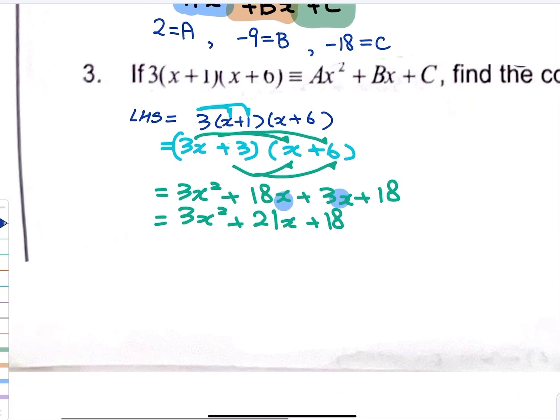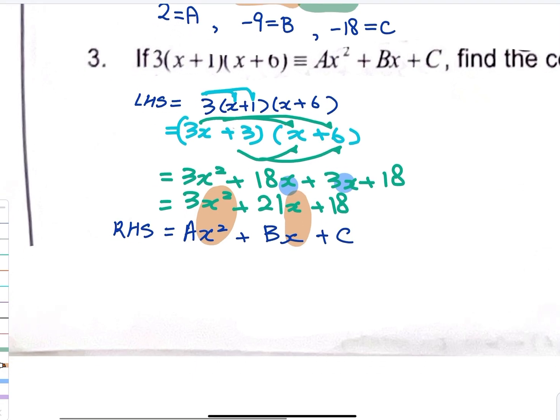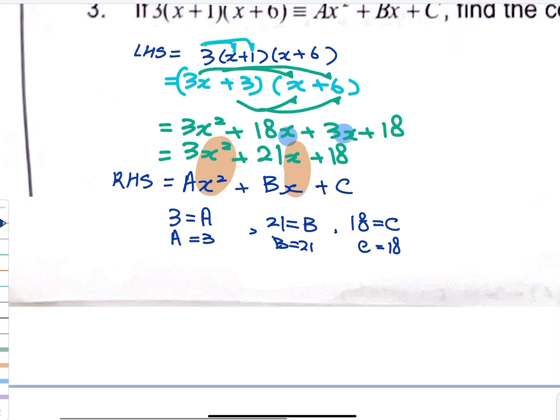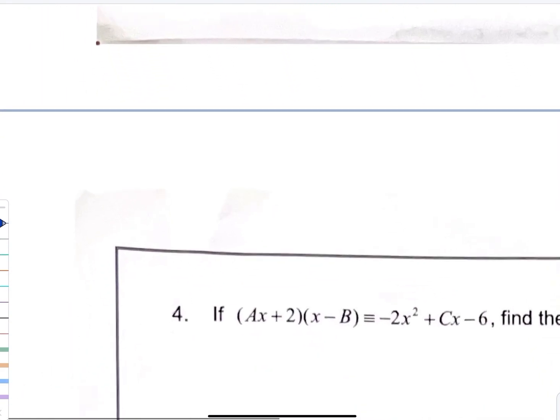And what's on your right hand side? You have ax squared plus bx plus c. And then you have to compare, and the constant. So we will know that 3 equals to a, 21 equals to b, and then 18 equals to c. You can always switch them. C equals to 18, b equals to 21, or a equals to 3. Up to you. You can write one more line. A equals to 3, b equals to 21. It's all have the same meaning. Okay, good. Then next one.